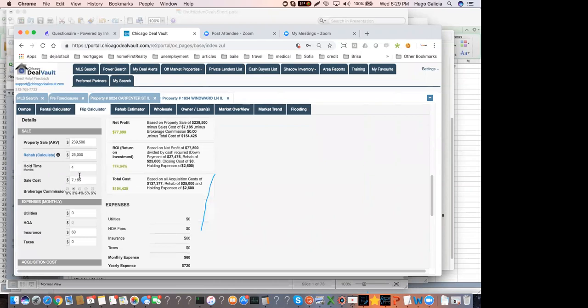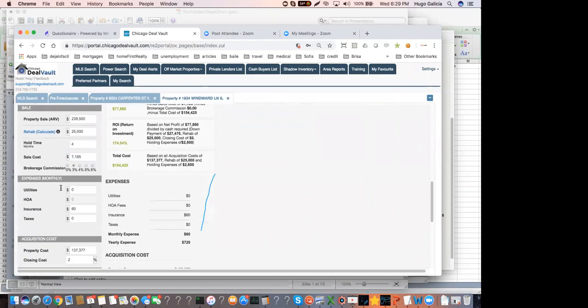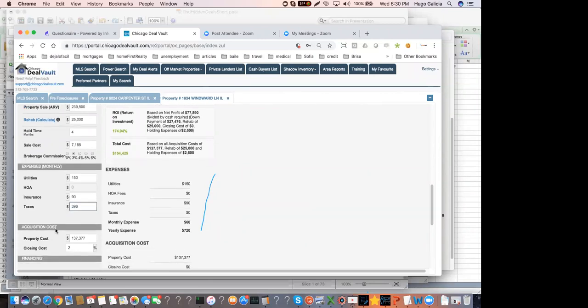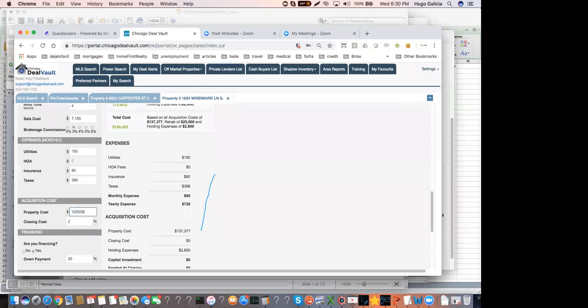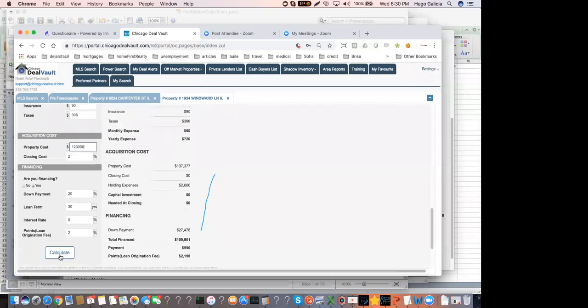And then the sales cost, this is a percentage of the ARV. Okay, now let's put in some expenses right here. So utilities, we will pay when we fix the properties. This is like water, electricity, gas. So we're going to put 150, and then insurance is going to be 90. Taxes is going to be 396, which we came up with. And then how much are we going to pay for the property? $120,000. Okay, we're going to be paying 50 cents on the dollar, and then all we need to do is calculate.